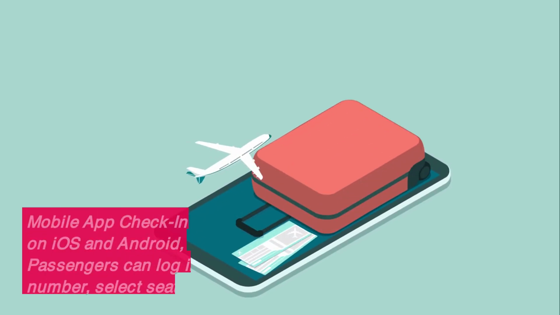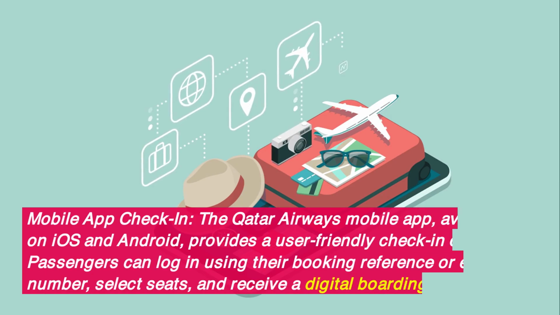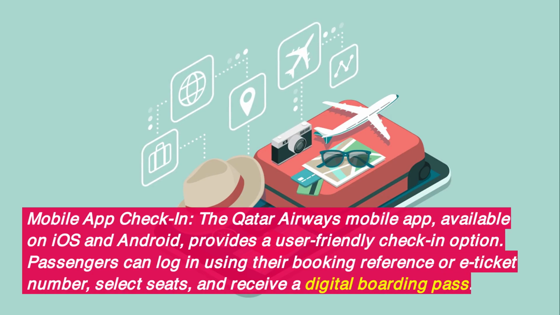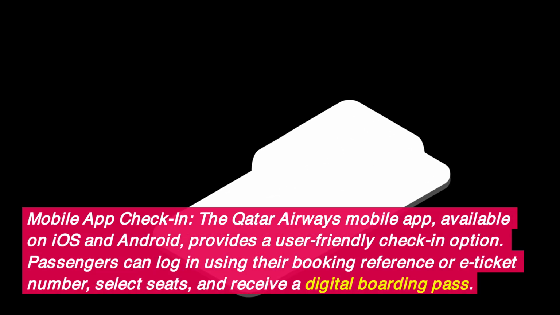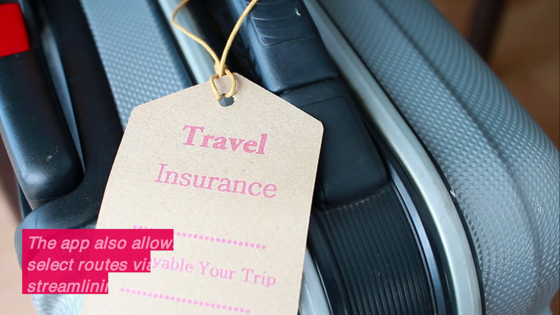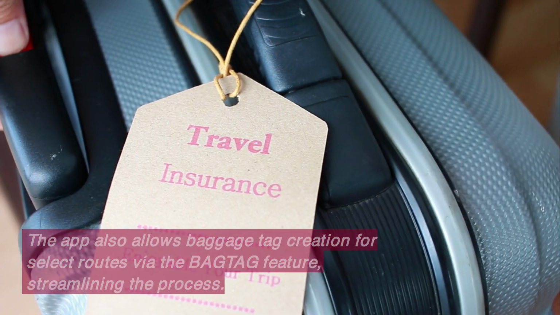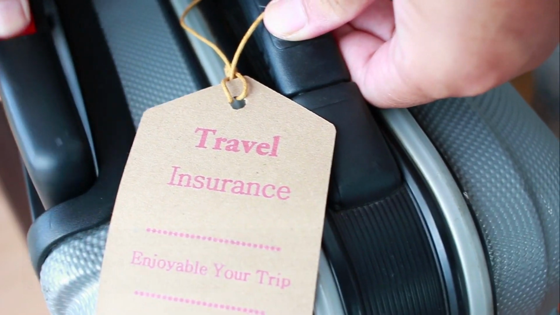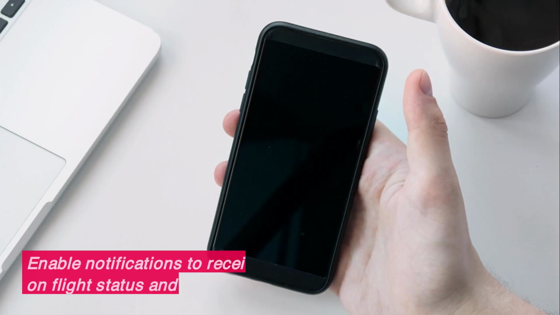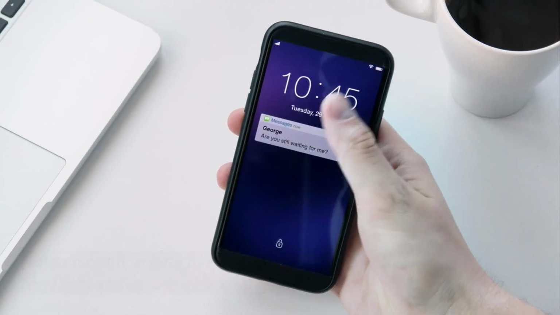Mobile app check-in. The Qatar Airways mobile app, available on iOS and Android, provides a user-friendly check-in option. Passengers can log in using their booking reference or e-ticket number, select seats, and receive a digital boarding pass. The app also allows baggage tag creation for select routes via the BAG-TAG feature, streamlining the process. Enable notifications to receive real-time updates on flight status and gate changes.